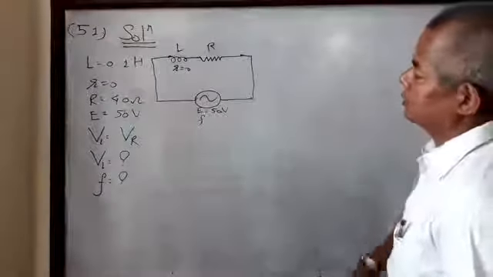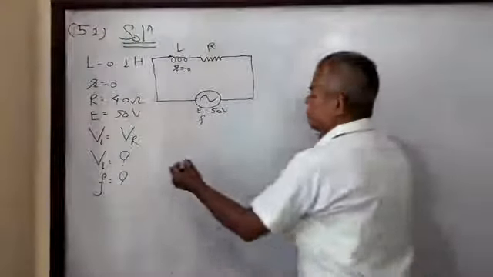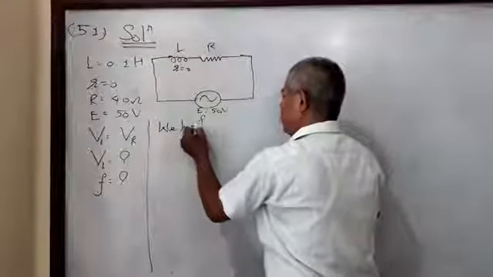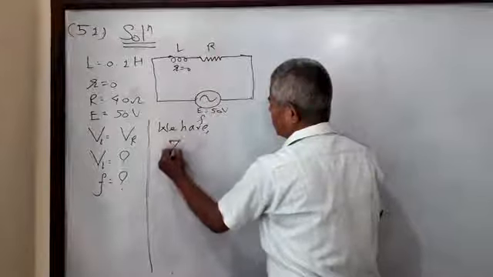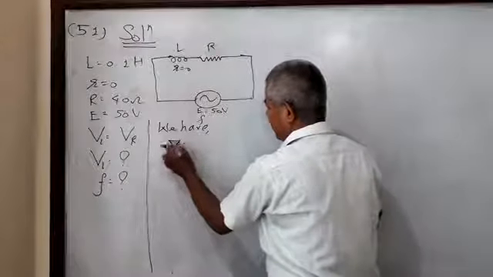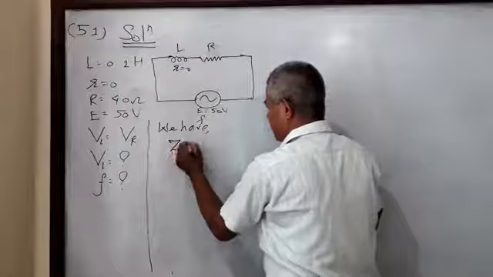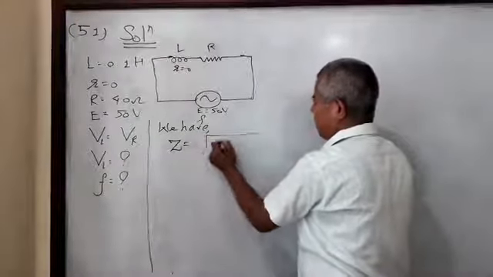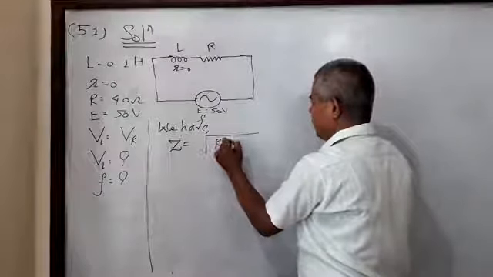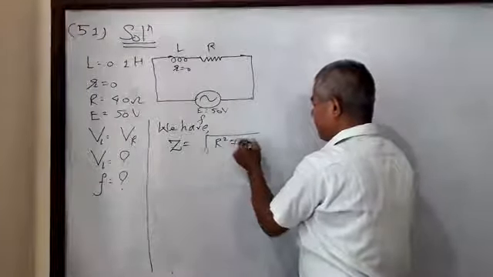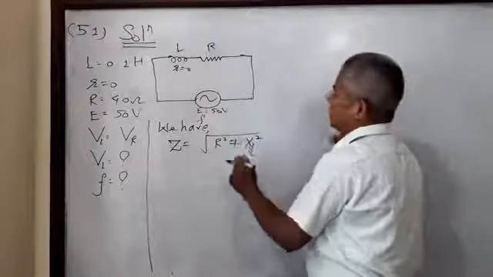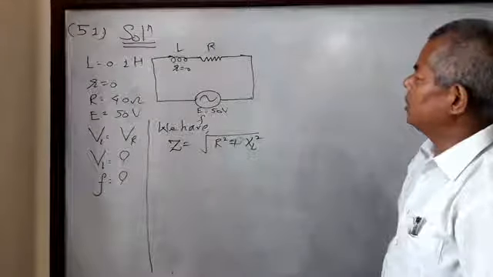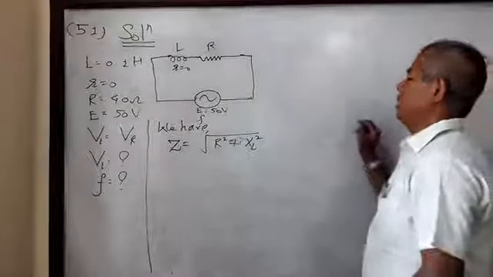This is given to us. Then listen: the impedance of the circuit, we know that Z is equal to root under R square plus XL square. This is the resultant resistance of the circuit containing R and L together.